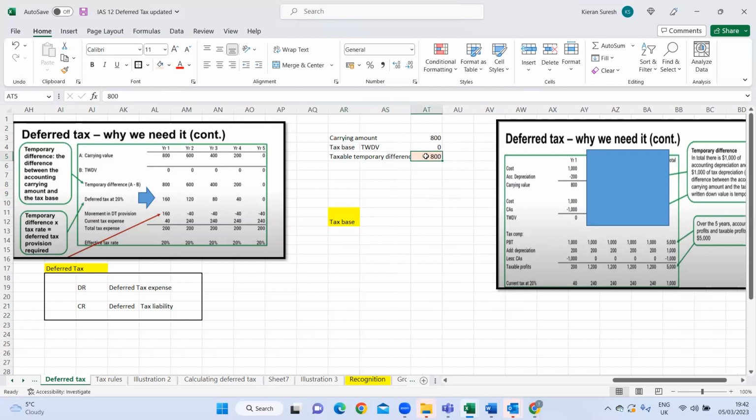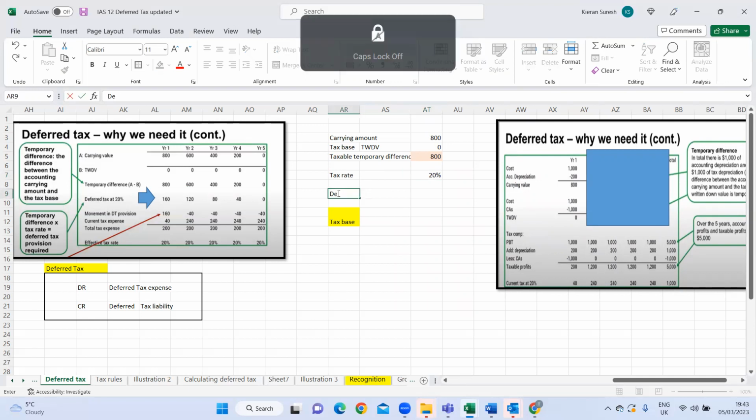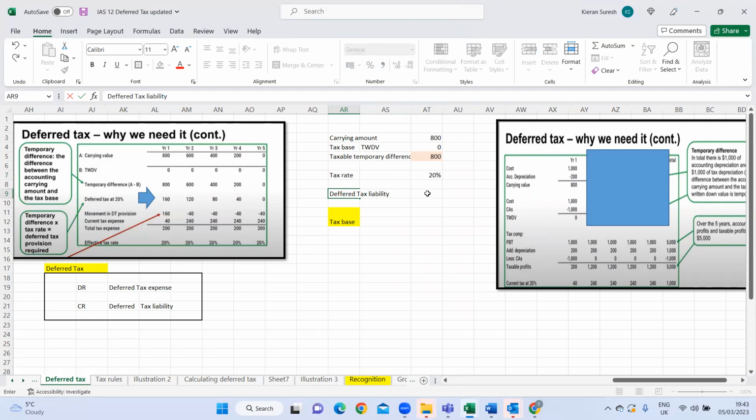On this taxable temporary difference is what the tax rate would be applied. So the tax rate is 20%, right? So I would have a deferred tax liability, right? A positive figure would give me a deferred tax liability. So what would be the deferred tax liability I would encounter here? 800 times 20%, so that would give me 160.